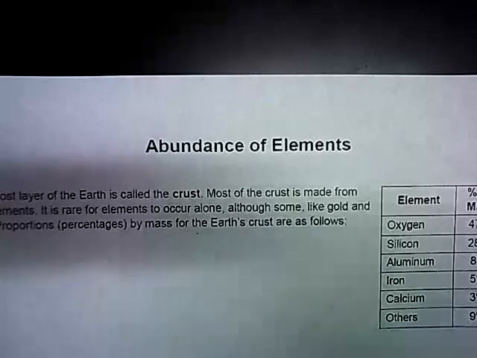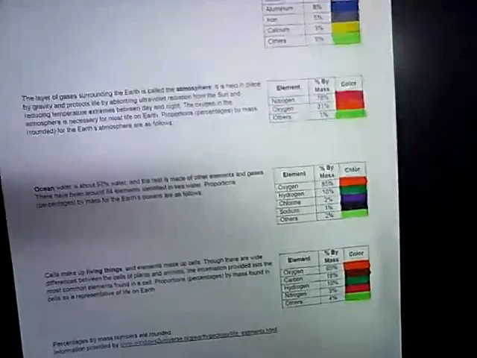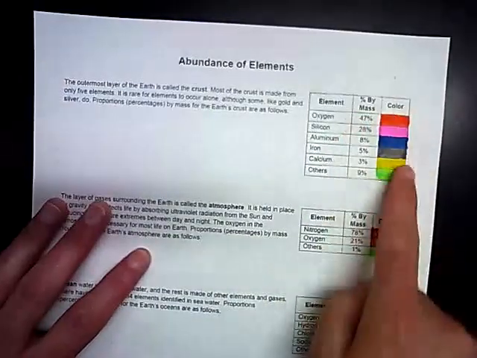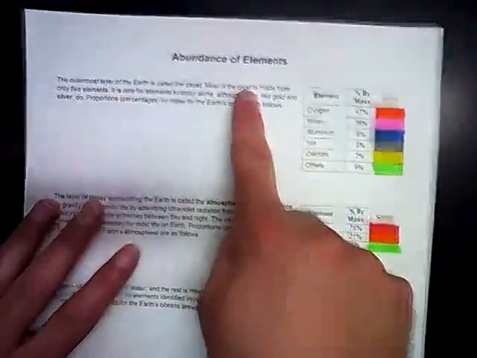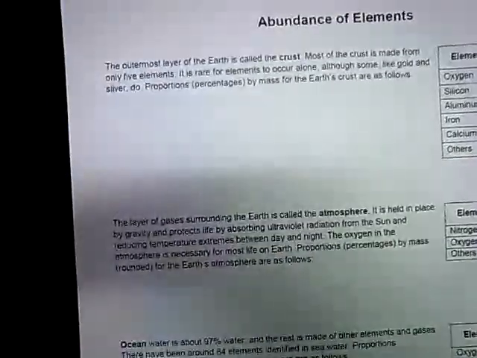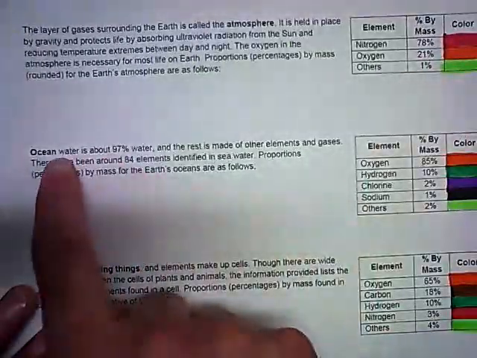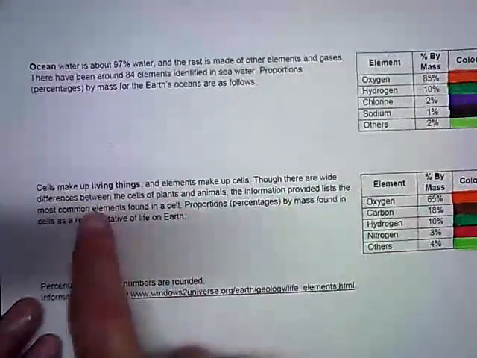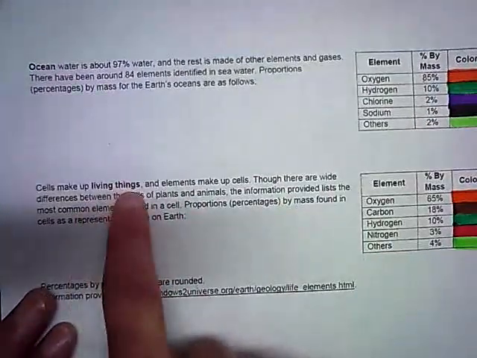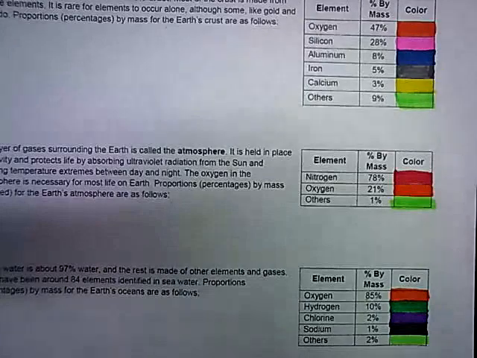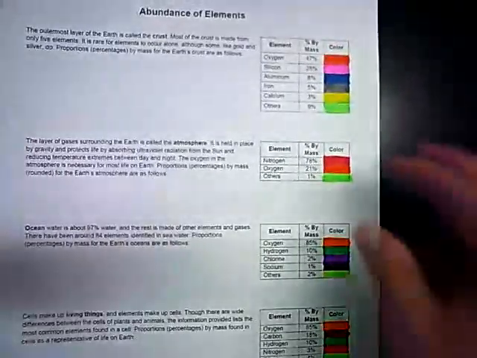Okay, so we have this sheet that has a little chart right here, and yours is not colored, but you're going to be coloring that in. It has a little description right here. If you read each description, this one is about the crust. This one is about the atmosphere. This one is about the oceans, and this one is about cells or living things like plants and animals, etc.